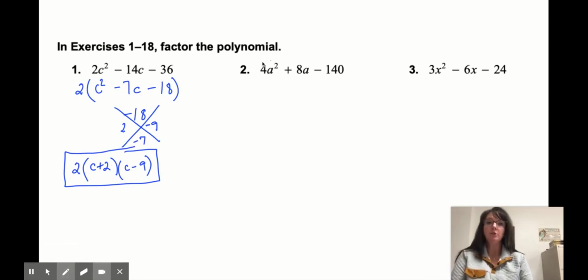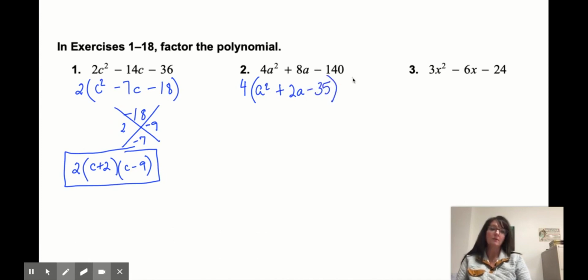Okay, moving on to number 2. Again, looking for anything to factor out. Now they're all even, so we could factor out a 2. But if we factor out a 2, it looks like we're probably left with another even, so I'm going to try 4. Factoring out a 4, we get a squared plus 2a, and then 140 divided by 4 is 35. So all we've done to start with is factor out a 4.